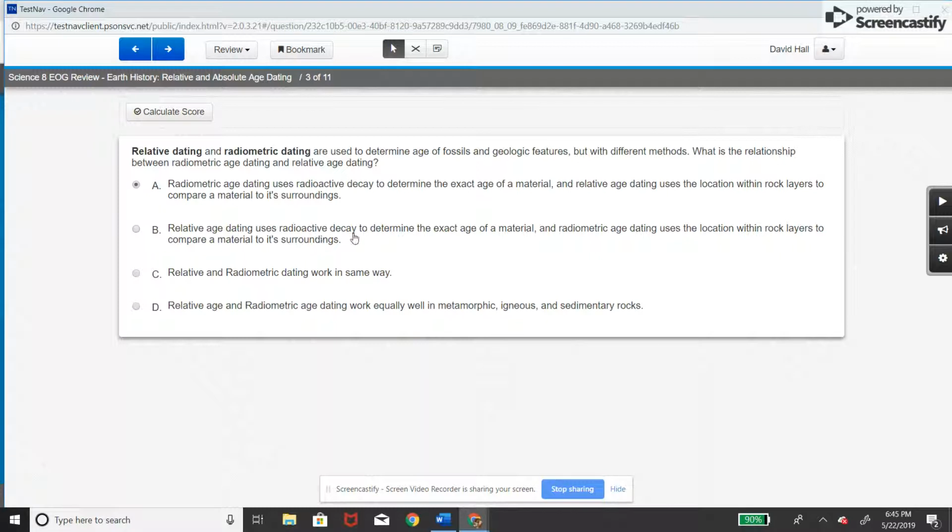Relative age is radioactive decay? No, it does not. They work in different ways. That's not true. There you go. Except for the misspelling, because it is surroundings. Terrible.